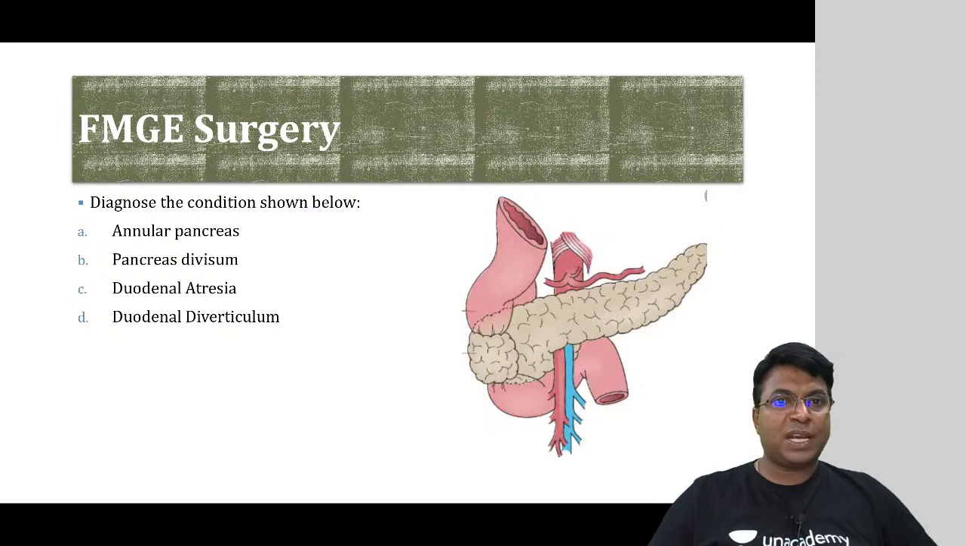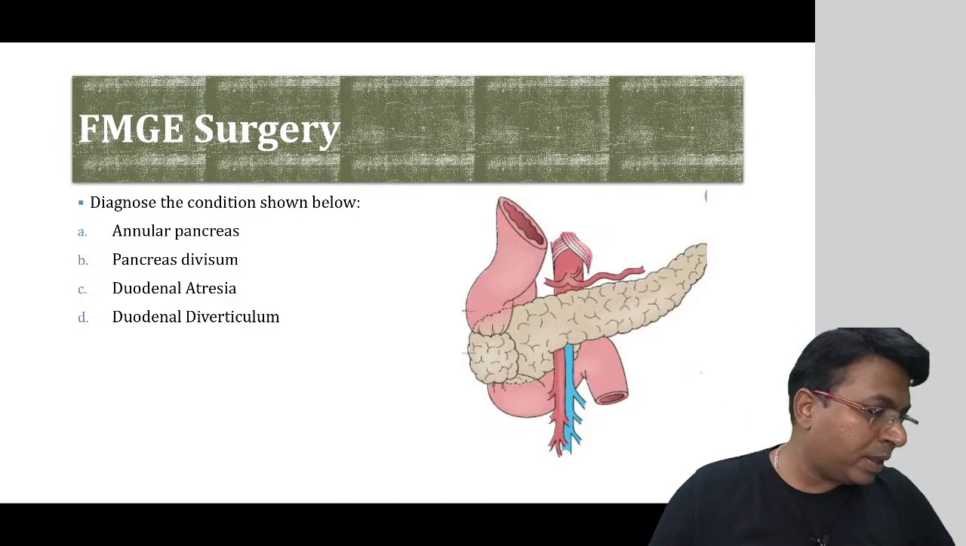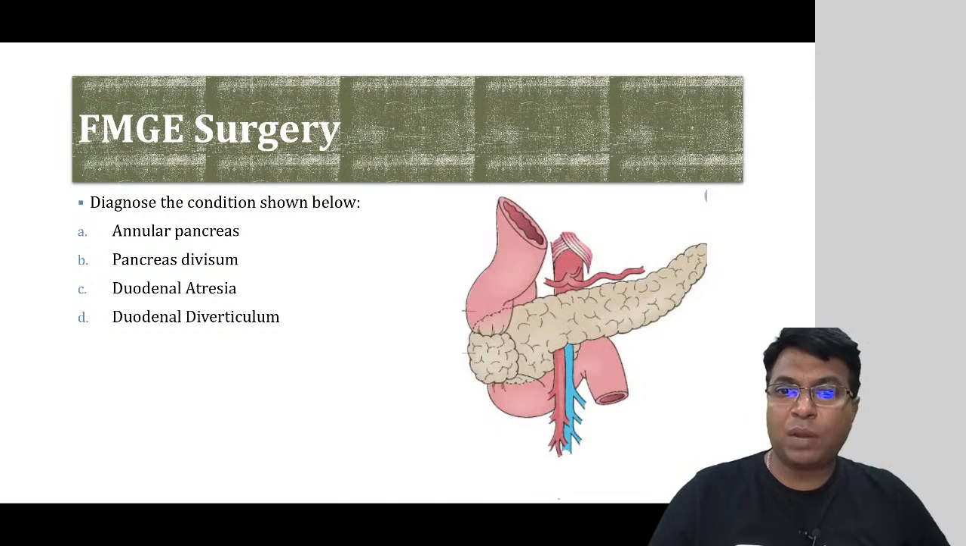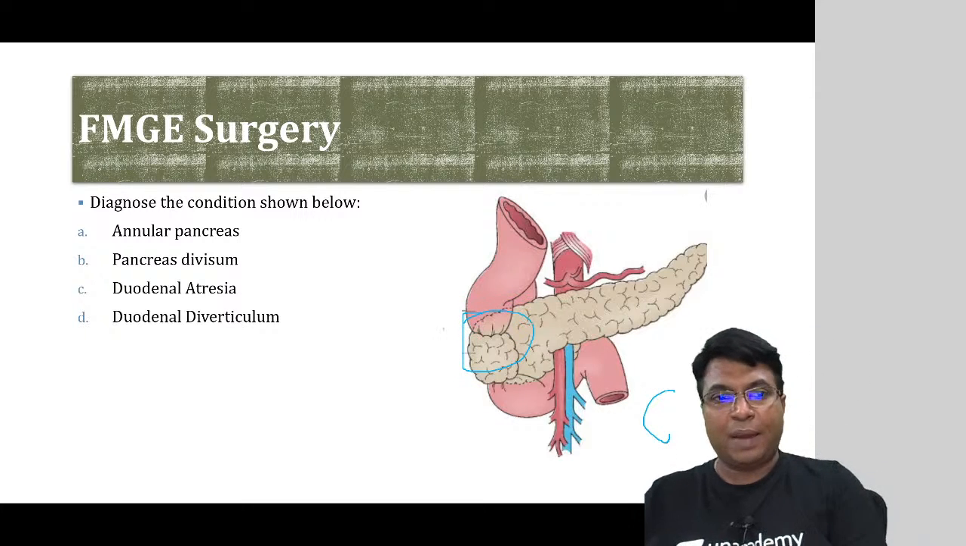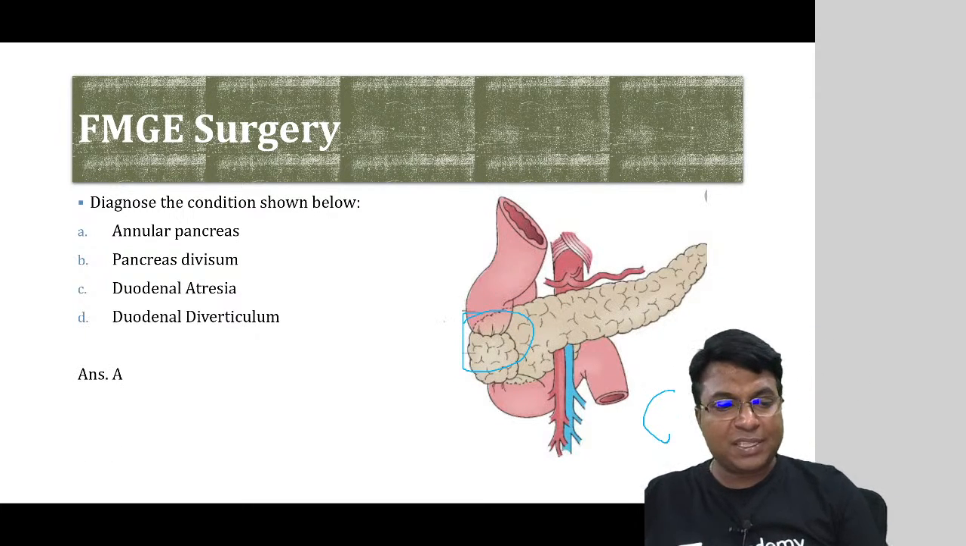So diagnose this condition shown below. Yes, what is your diagnosis? Very good, Rajinikanth. Very good. It is an annular pancreas. So annular pancreas, what is the presentation? I'm not discussing each condition in detail because the time will not be sufficient for me to discuss everything. But let me tell you the important points alone.